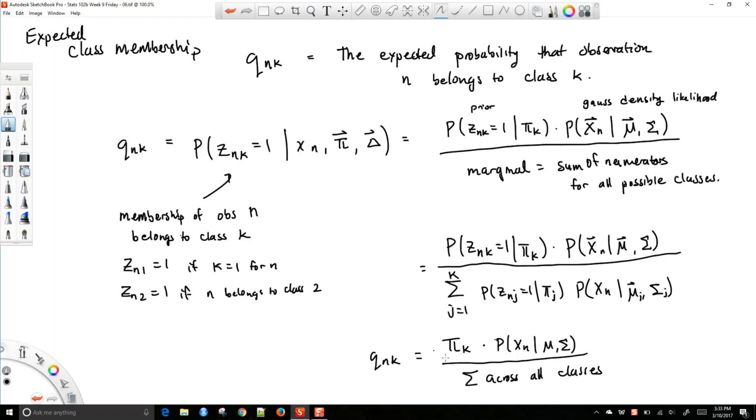And then we're going to use this our expected class membership, okay, which is not a definitive you belong to this cluster, you belong to this cluster, but rather we have a probability that you belong to this cluster and a probability that you belong to this cluster. We use that to kind of weight the values in each cluster, and then we use those weighted values to come up with maximum likelihood estimates. Okay, so we have our expected class membership, okay?